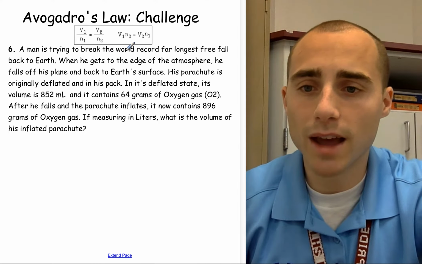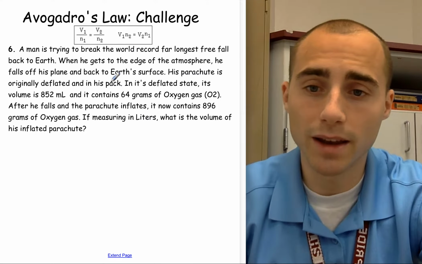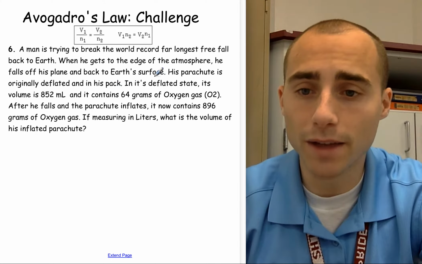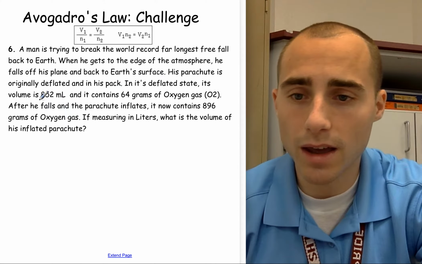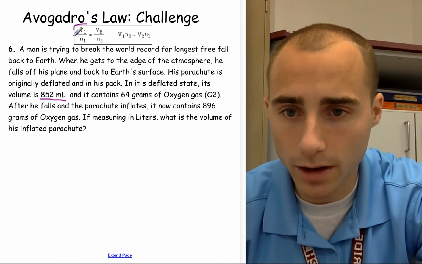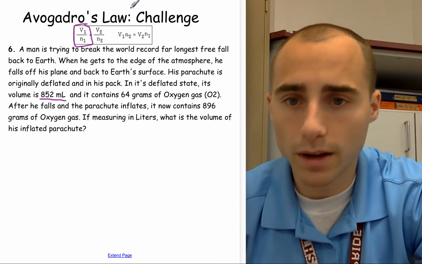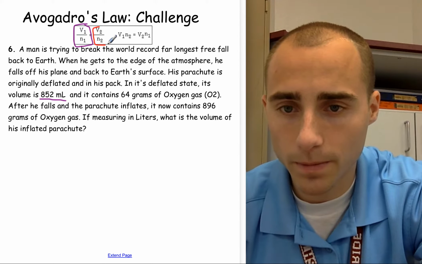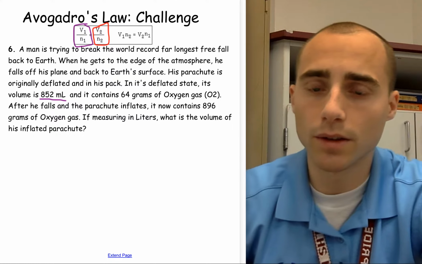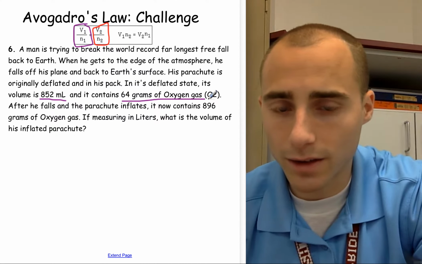When he gets to the edge of the atmosphere, he falls off his plane and back to Earth's surface. His parachute is originally deflated in his pack. In its deflated state, its volume is 852 milliliters. So we're going to do deflated as V1, N1, and then inflated as V2, N2. Sound good? Sounds good. And it contains 64 grams of oxygen gas in its deflated state.